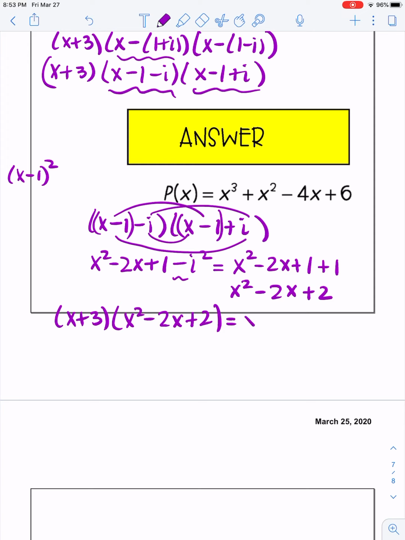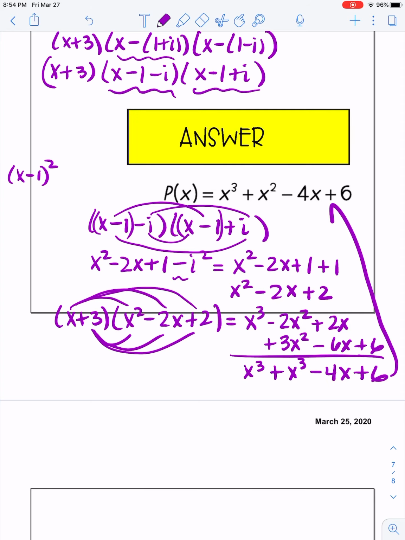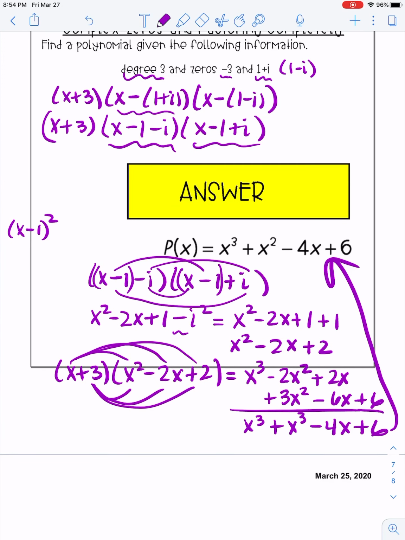So when I multiply those, I get x cubed minus 2x squared plus 2x. Then I have positive 3x squared minus 6x plus 6. I combine all my like terms, and I have x cubed plus x squared minus 4x plus 6, which is my answer. Okay, so you can pause this and look at all my work, have at it.